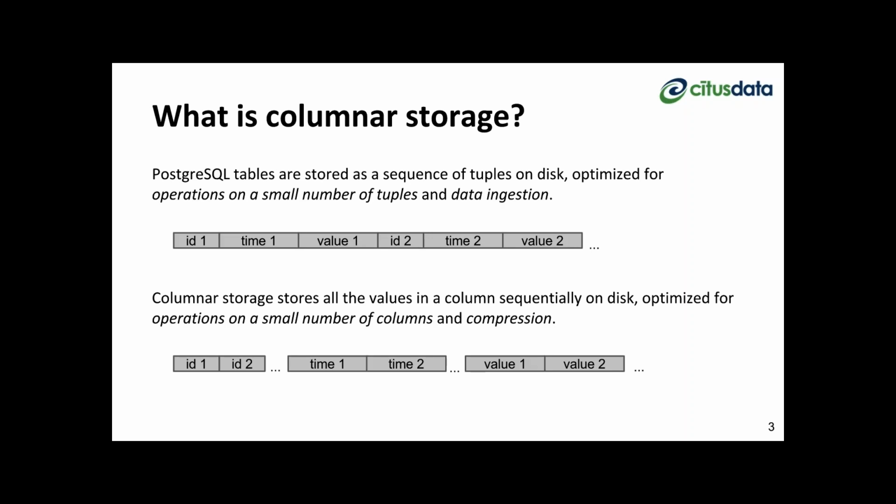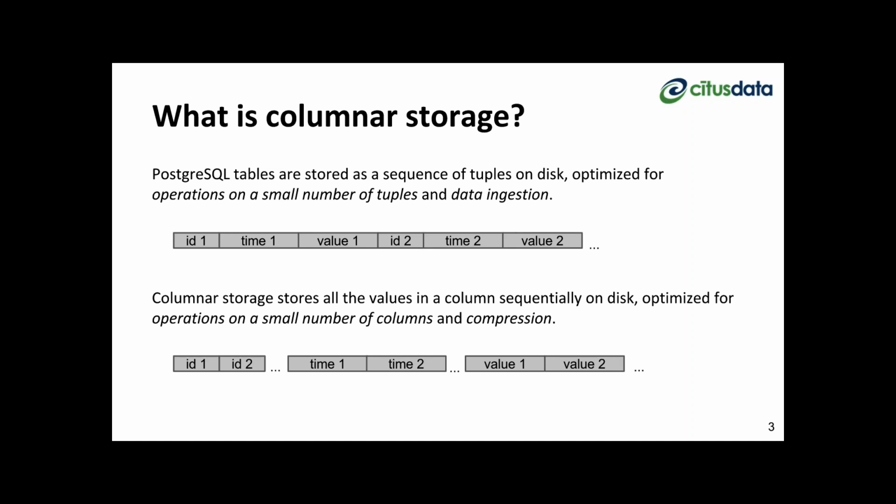So to begin with the basics, what is columnar storage? Probably most people know, but a regular table is typically stored row by row. So first you get the first value in the first row, second value, third value, and then the second row, and so on. And this is great for operations where you're selecting a relatively small number of tuples. And it also works very well for data ingestion, where you can just keep appending to the end of this table. Columnar storage differs from that in that all the values in a column are put together on disk.